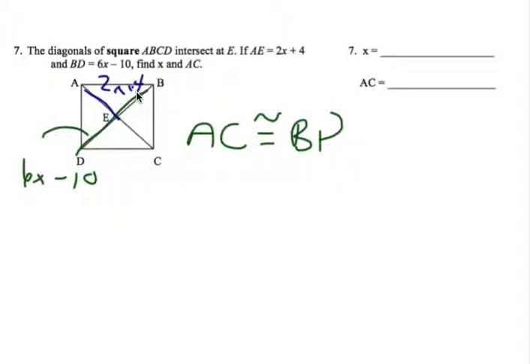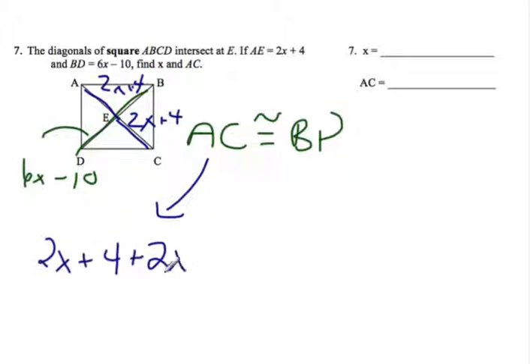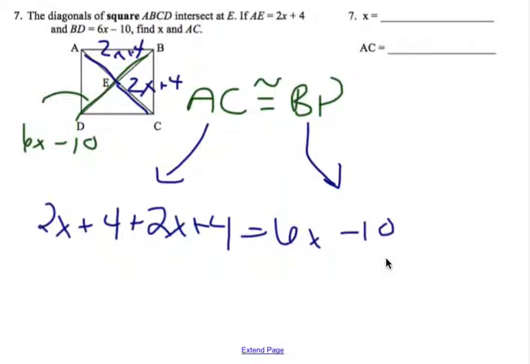But we know in a square that the diagonals bisect each other. So that means that this other side is also 2x plus 4. So to get the entire length of AC, we're going to have to do 2x plus 4 plus 2x plus 4. And that's going to be equal to the entire length of BD, which was given to us as 6x minus 10. So now we're going to go ahead and solve this.